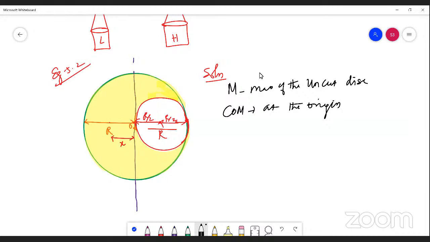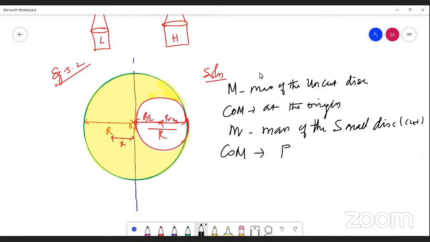Let small m be the mass of the small disk which is cut. So small m is the mass of the small disk which is removed from the larger disk, and its center of mass is at a position R by 2 to the right of the origin.